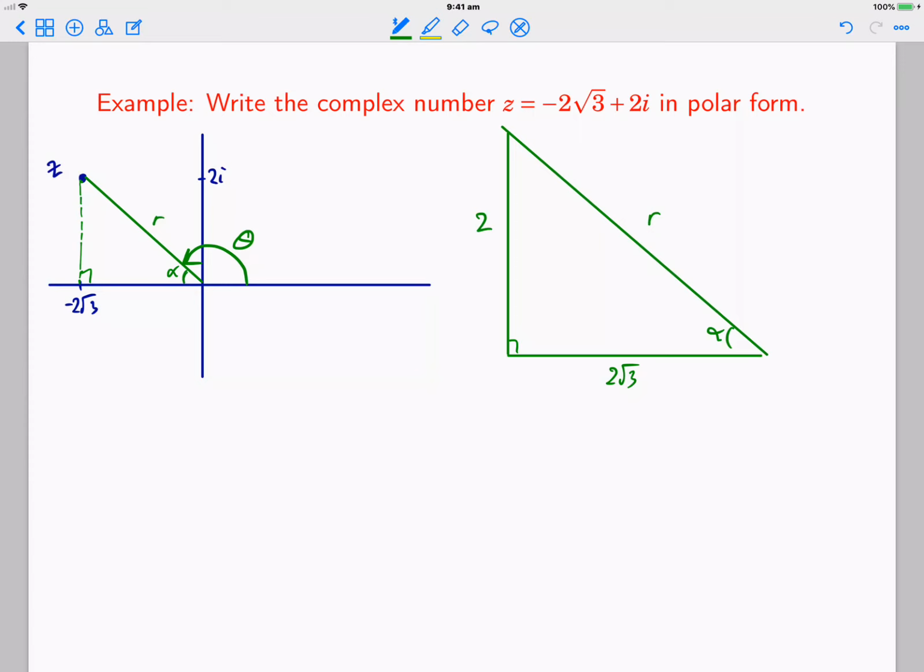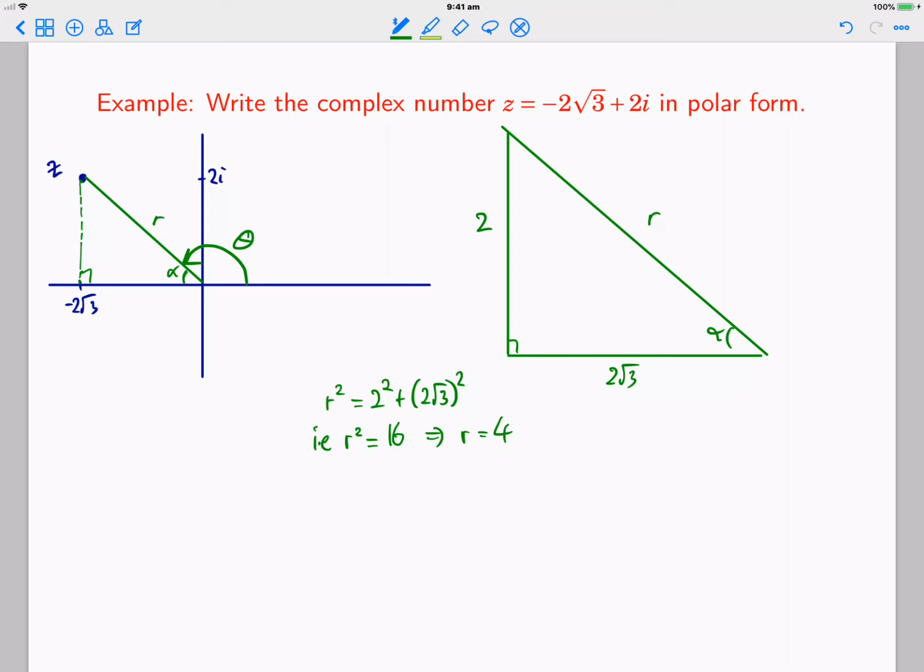Now, by simple trigonometry, or by using Pythagoras' theorem, we know that r squared has to be 2 squared plus 2 root 3 squared. In other words, r squared has to be 16, which means r is equal to 4. Okay, so it's not plus or minus 4, because keep in mind r is a distance, so it can't be negative. So r has to be 4.